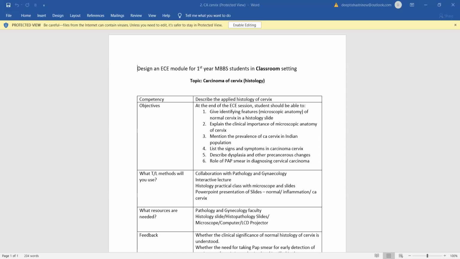Deepti ma'am, can I speak? Okay. There are 3 people. Dr. Gunapriya has raised her hand. Sheila ma'am and Swati ma'am also want to. Can we go one by one? Dr. Gunapriya, Sheila ma'am, and Swati ma'am? Yes, ma'am. Dr. Gunapriya ma'am?